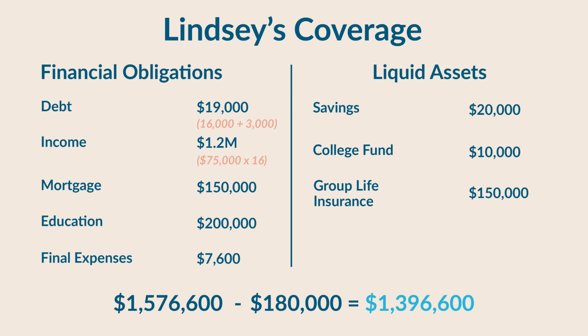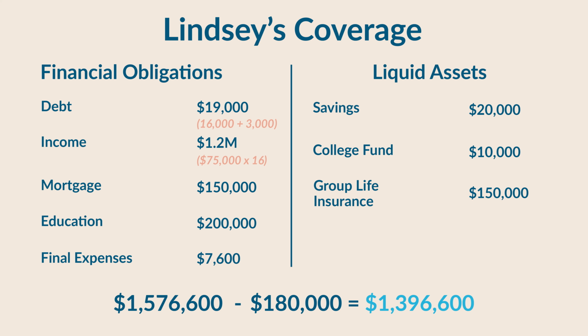To calculate Lindsay's life insurance needs, she would first add her obligations. $19,000 for debt, which is $16,000 in car loans plus $3,000 in credit card debt. $1.2 million for income replacement, which is $75,000 times 16, the number of years before her youngest child graduates from high school. $150,000 for the mortgage balance, $200,000 for 2 children's college educations, and $7,600 for final expenses, approximately the median cost of a funeral with a casket, according to the National Funeral Directors Association.